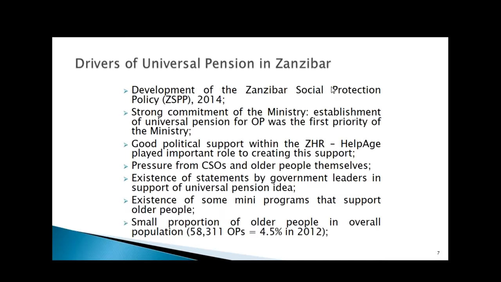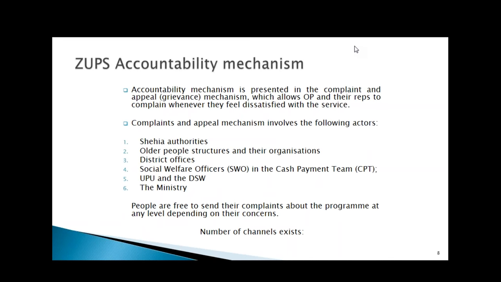Actually, in the Zanzibar Universal Pension Scheme, the accountability mechanism is presented in the grievance, complaint and appeal mechanism, which generally allows all people to send any kind of claims they have about the program. If they are denied benefit, they can appeal. If they are abused during the payment or during any other process, they can appeal. And they can send their complaints or appeals at any level, depending on the nature of the complaint.